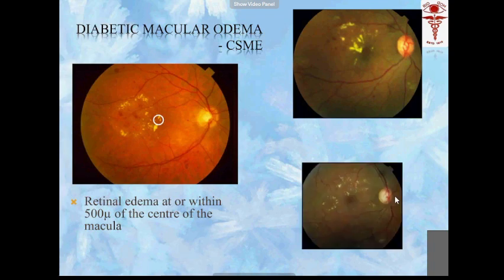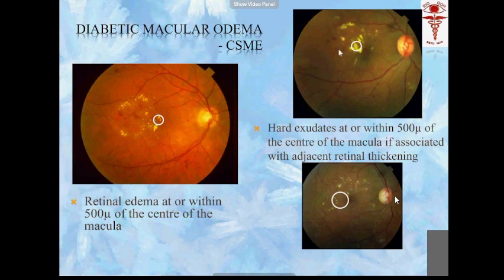So what is CSME? Clinically significant macular edema. So you can see this is the posterior pole, this is the macula, and you can see the hemorrhages and exudates. So these are the hard exudates. So if there is a retinal edema or hard exudates within 500 microns from the center of the fovea. So 500 microns, how will you tell this? 1500 microns is the size of the disc. So one third of it. This is the center of the fovea. If it is within 500 microns from the center of the macula, it is called clinically significant macular edema or hard exudates. You can see the hard exudates again within 500 microns.